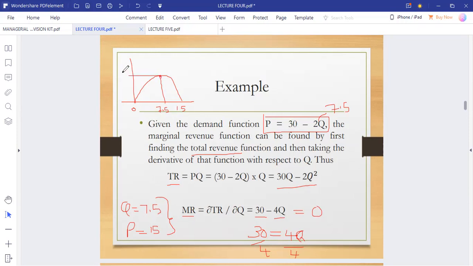So this total revenue here, we can calculate it if you want. Since we know that total revenue is price times quantity, our price is 15, our quantity is 7.5. When we compute that, it gives us the actual total revenue that is being maximized. So if you multiply 7.5 by 15, you get yourself 112.5. So this 112.5 is the actual revenue at which we maximize.